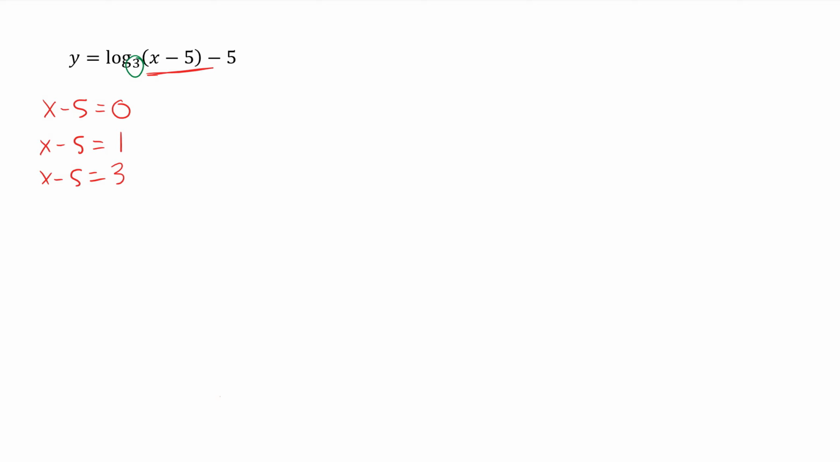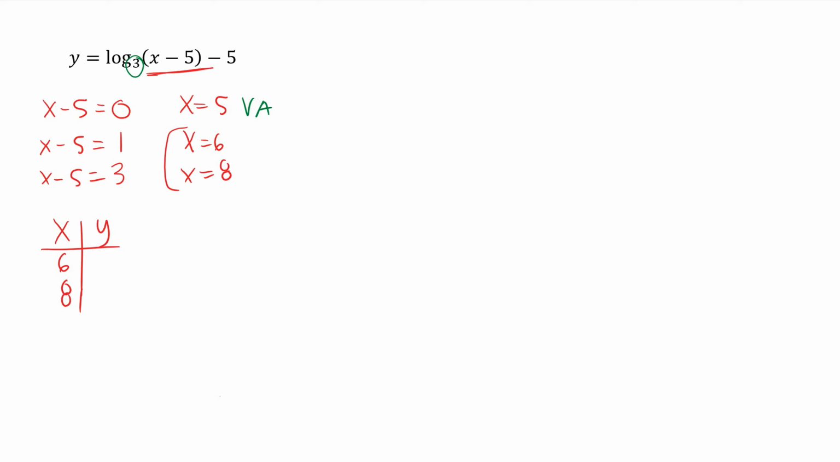I'll have to add 5 to both sides, and I'll get x equals 5. And remember, this is my vertical asymptote. And then I'll have x equals 6 and x equals 8. Now I can use these 2 points here in my little xy chart. I can have 6 be one of my x's and 8 be one of my x's. So now I need to solve for y so I can plot those points and draw a graph.